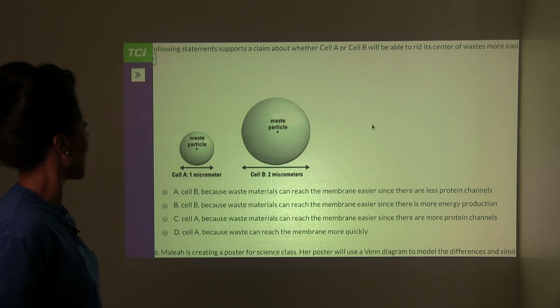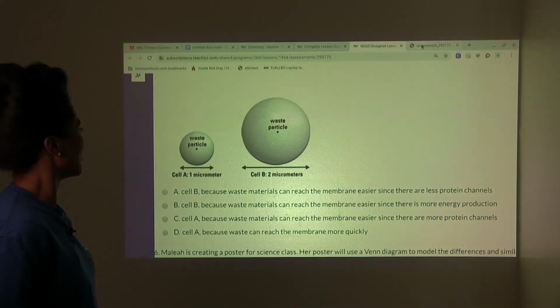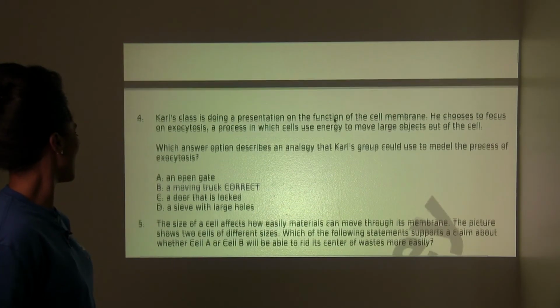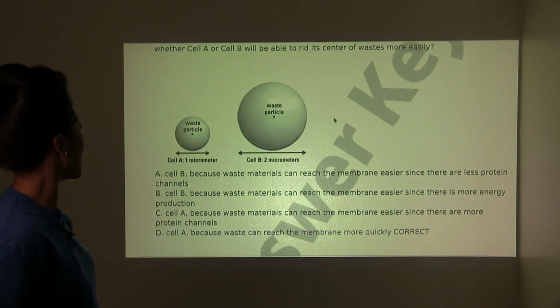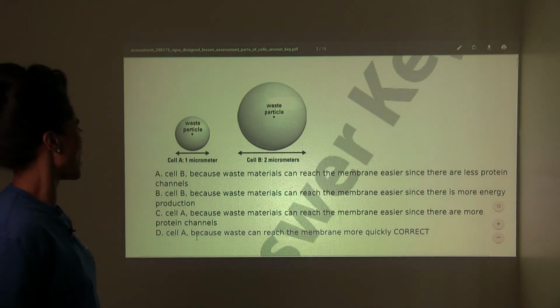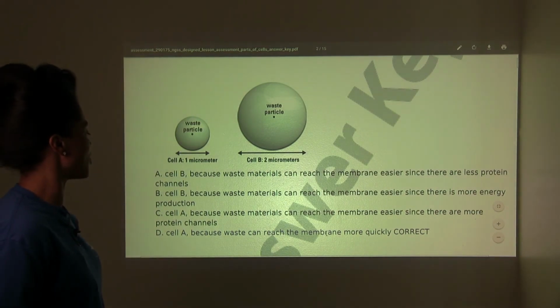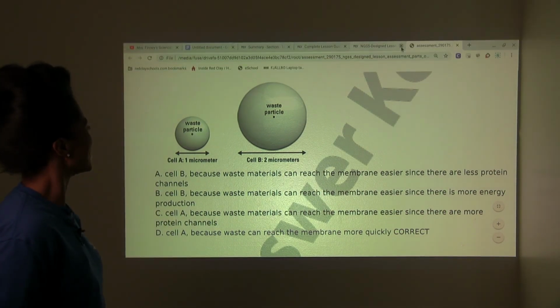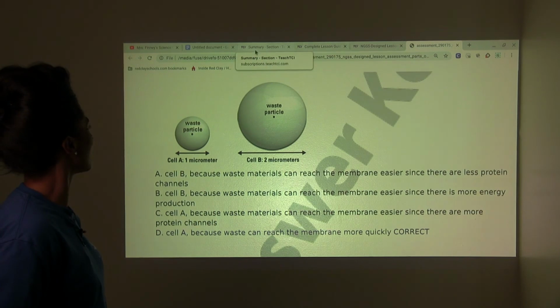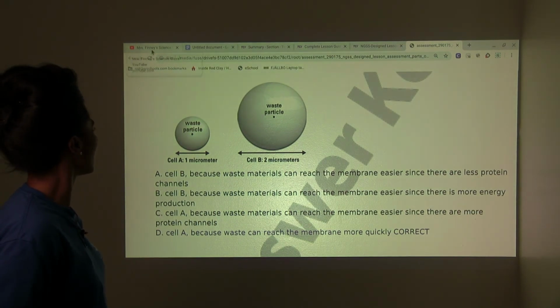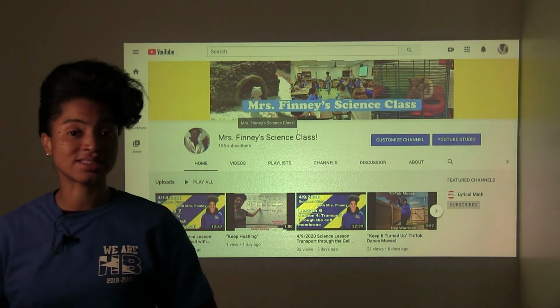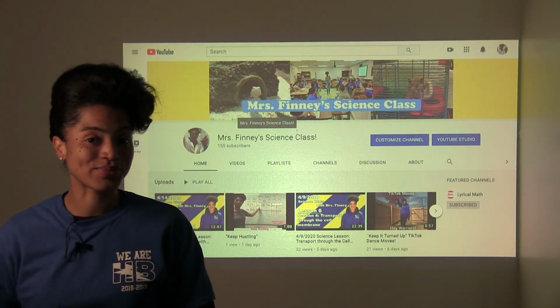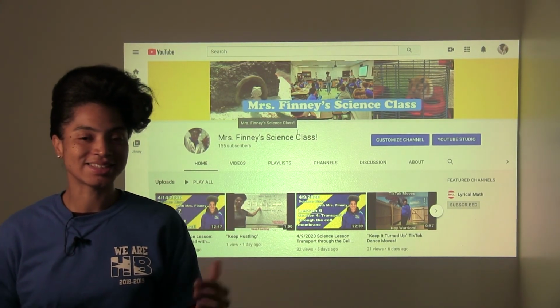All right, ready to check your answer? Last one. Number 5. Final answer is D, cell A, because waste can reach the membrane more quickly. All right. So that wraps up our summary for lesson 7. Please go into lesson 7 and complete the lesson 7 lesson game. I'll check your answers on my end to see how you did.